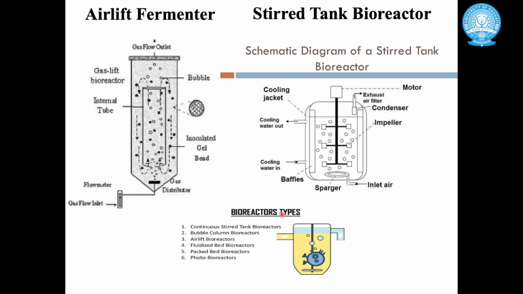And here the bioreactor types may be classified as continuous stirred tank bioreactor, the bubble column bioreactor, air lift bioreactor, this is one of them, the fluidized bed bioreactor, the packed bed bioreactor, and photobioreactors. In case we want to cultivate algae, cyanobacteria, blue-green algae, and those kinds of microorganisms that go through photosynthesis, you need photobioreactors.